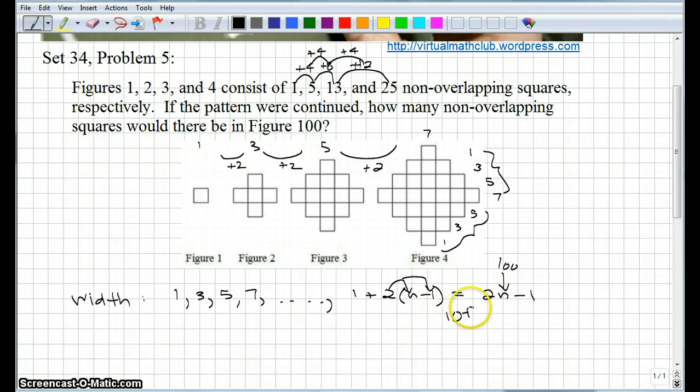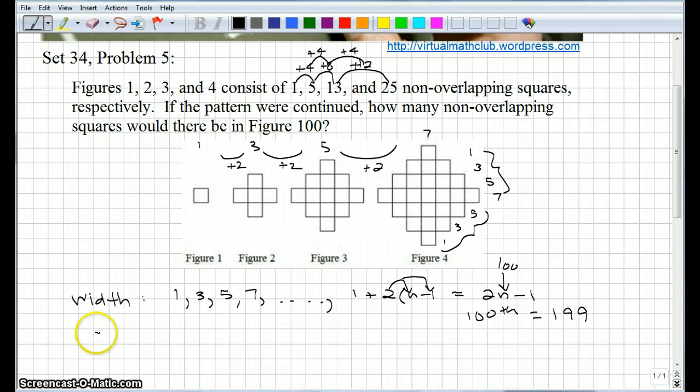So the 100th, whoops, 100th. Yeah, that doesn't look very nice. Let me start again. So the 100th term is just equal to 200 minus 1, which is 199. All right. So now we know that the 100th figure in this sequence is 199 squares wide.